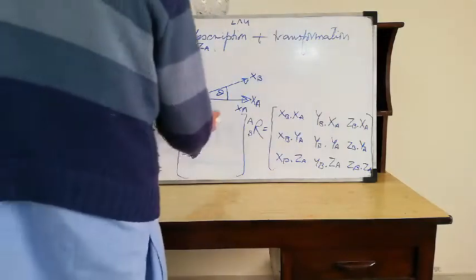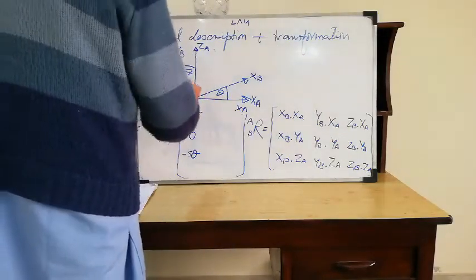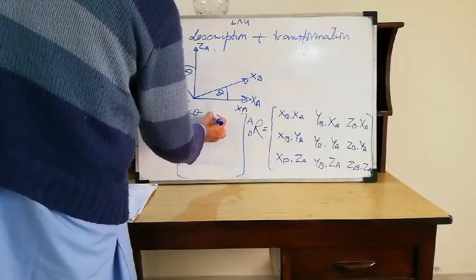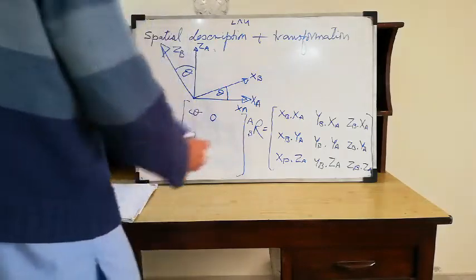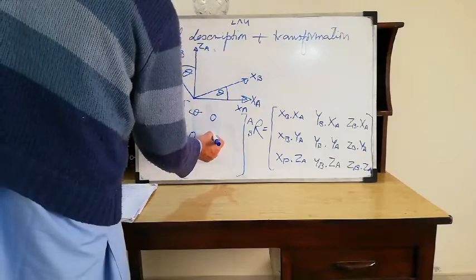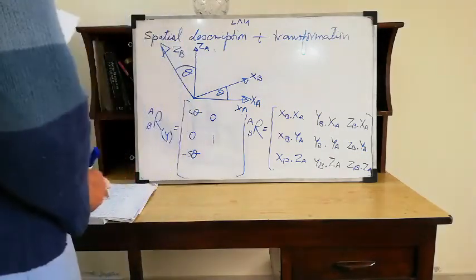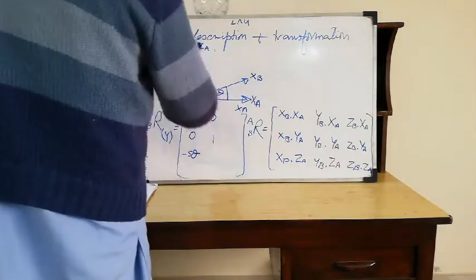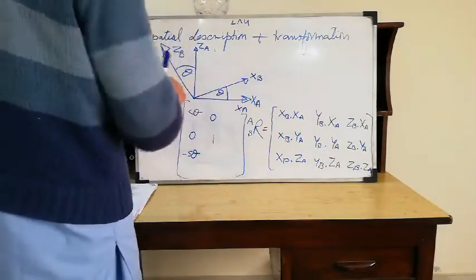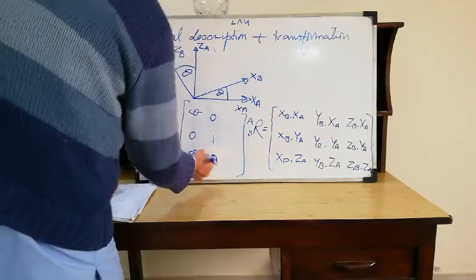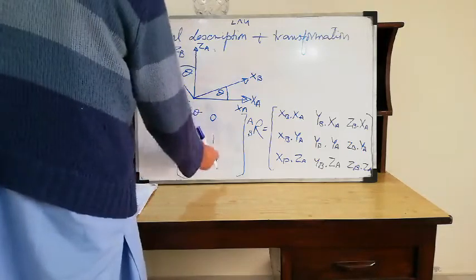YB dot XA. YB is out of the page and XA is 90 degrees, so this is 0. YB dot YA, they are both out of the page. Angle is 0 degree, cos of 0 is 1. And YB dot ZA is 90 degree, so this again is 0 here.